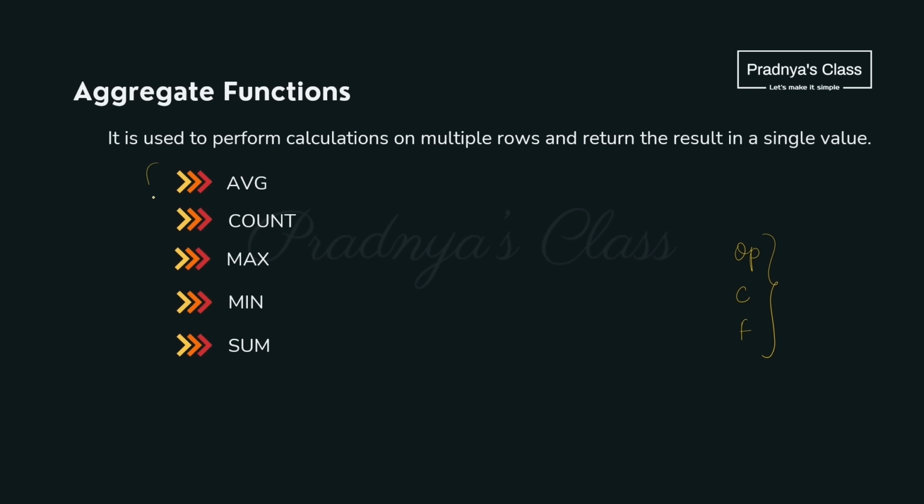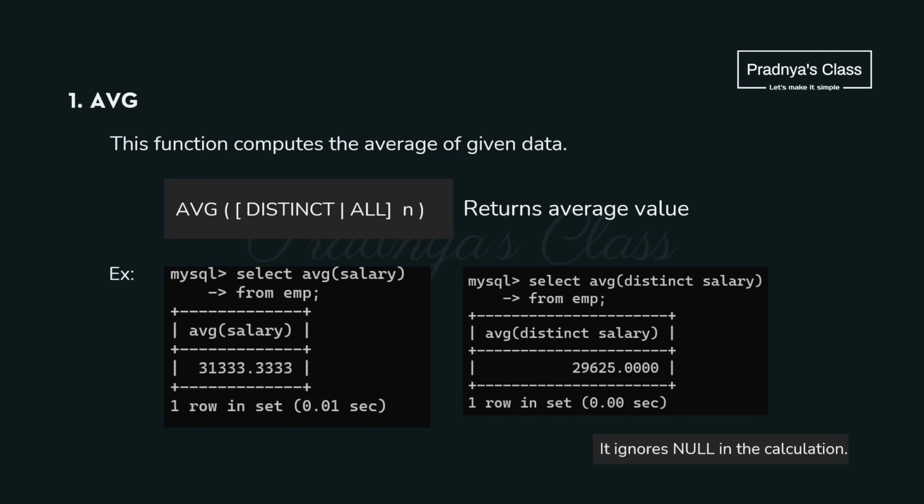Now let's discuss how to use aggregate functions. They get applied on multiple rows, but give a single value. The first function is average, then we have count, max, min and sum. When we apply an aggregate function on any column, there are two more clauses. First is distinct and the second one is all. Distinct will not consider duplicate values, whereas all will consider all the values. So here are two examples. By default it will consider all. If you write distinct, it will not consider duplicate values.